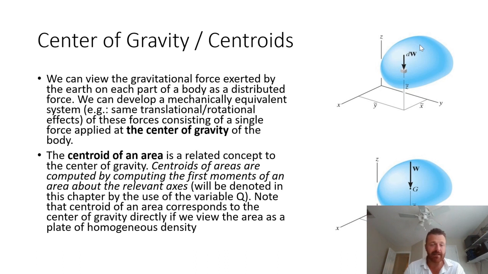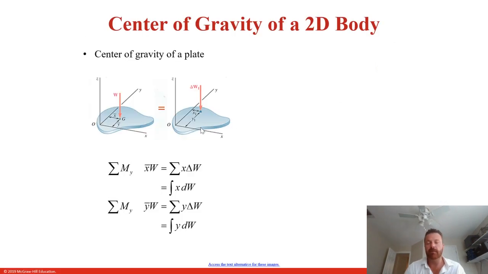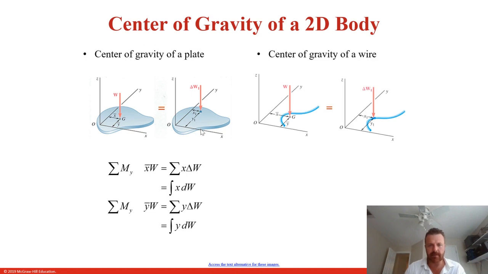And the easiest way to think about a centroid for now, the way that I would like you to think about it, is if you have some kind of two-dimensional area and it corresponds to an infinitesimally thin plate, if that plate is homogeneous, meaning that it has uniform density across its entire area, then the centroid corresponds to the center of gravity. So you can think about it as the center of an actual two-dimensional area or shape, but there is an equivalency to the center of gravity if that area represents an infinitesimally thin plate of uniform density. So let's just look a little bit here.